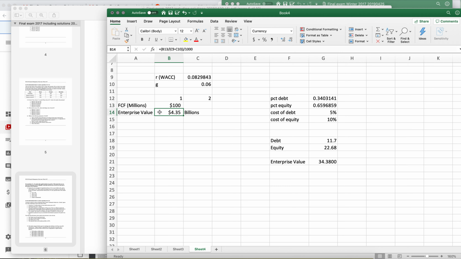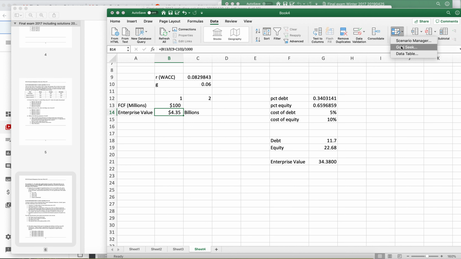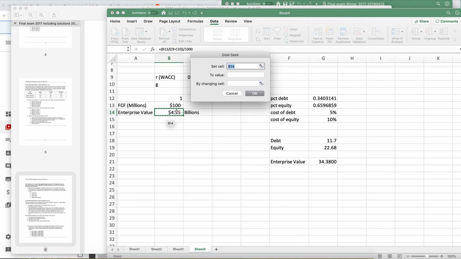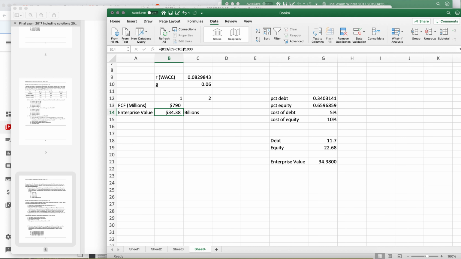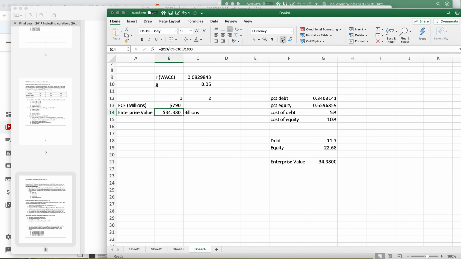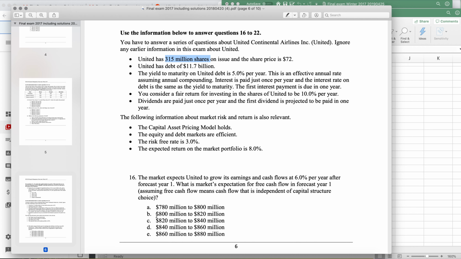Okay, so now that we have that, the last thing we need to do is goal seek. Data, what if analysis, goal seek. We want to set this 4.35 equal to 34.38. And we want to do that by changing this free cash flow. And notice that the answer is 790.2. That is answer A. And you'll check if you see the answers, that is the correct answer.